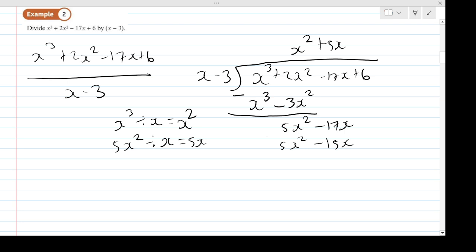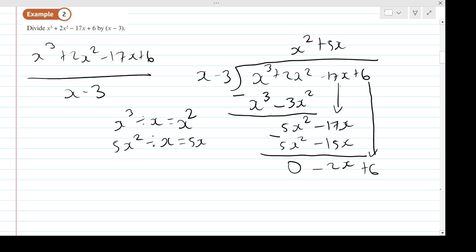And then we're going to take them away, right? So 5x squared take away 5x squared will get me 0, because that's what I want. I want 0x squared now. And then I have minus 17x. Take away minus 15x. Well, that would be a double negative, so it'd be minus 17 add 15x. That'd be minus 2x. There, okay. And then I want to bring down the next number down here. There we are. And so I have minus 2x add 6.